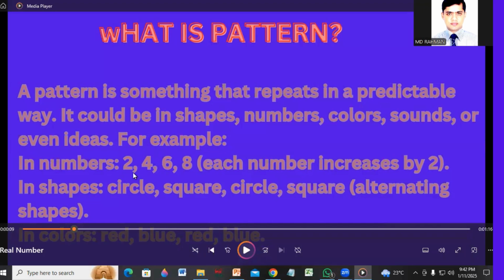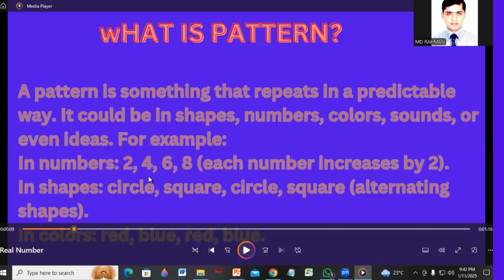If it is like 2, then plus 3, then 6, then 9, then there will be no pattern. So pattern means a periodic order, a gradual sequence. There will be rules. So a pattern is something that repeats in a predictable way. Predictable way means we can find out the next one. Got my point? Predictable means you can predict what will be the next one. It could be in shapes, numbers, colors, sounds, or even in ideas.